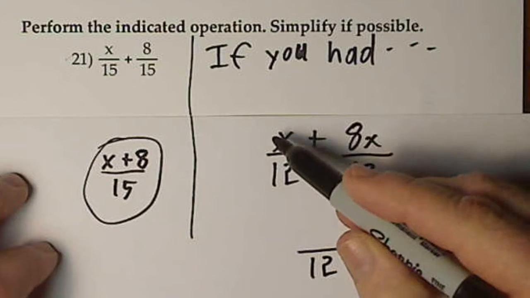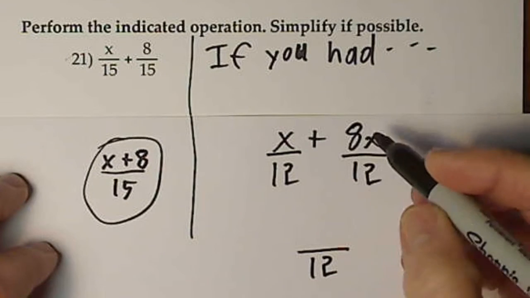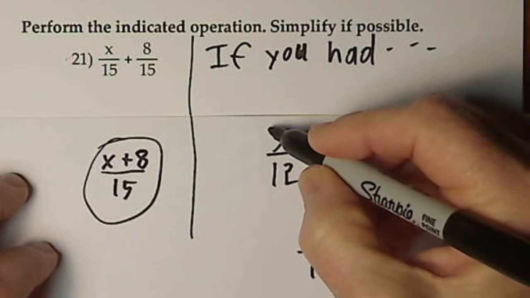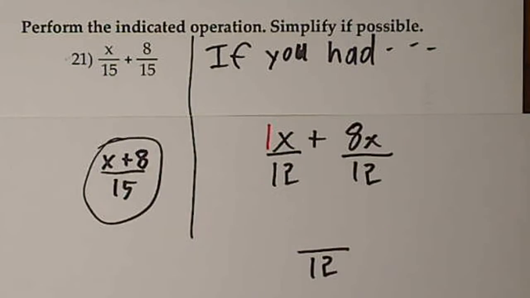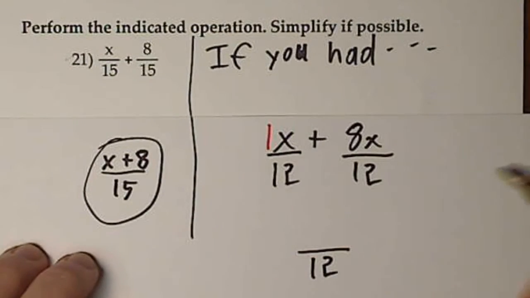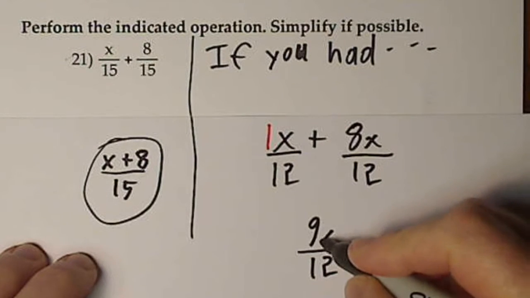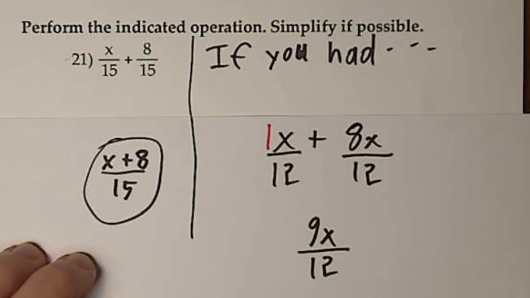You have 1x plus 8x, right? That's, let me emphasize, there's always a 1 sitting in front if nothing's there. So this would give you 9x over 12. Okay? And I think you realize that can simplify.